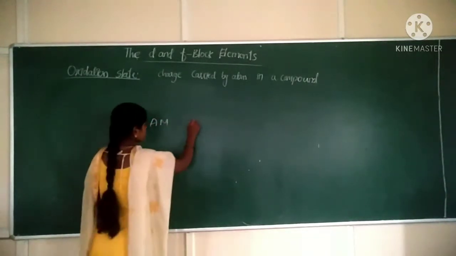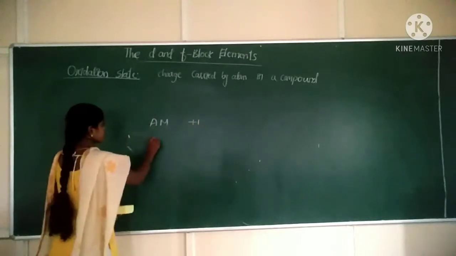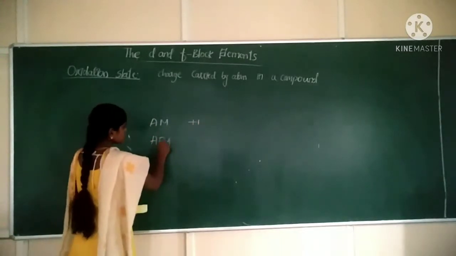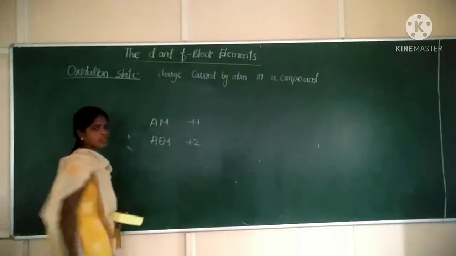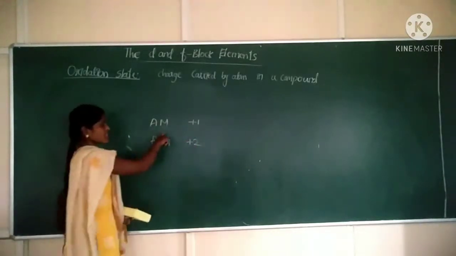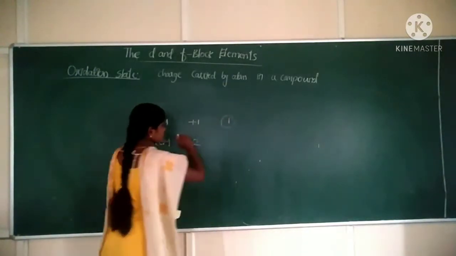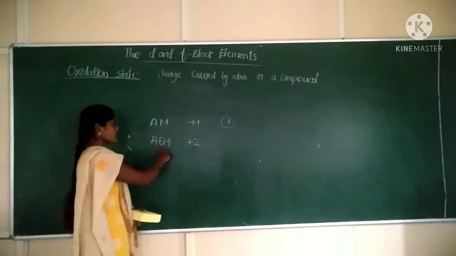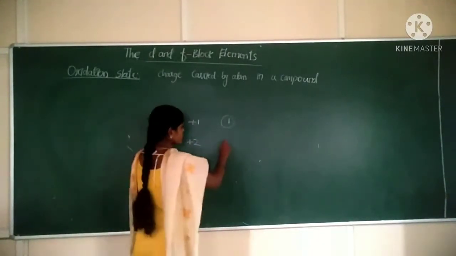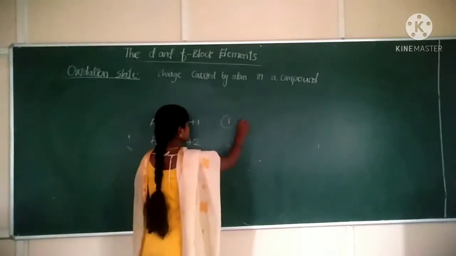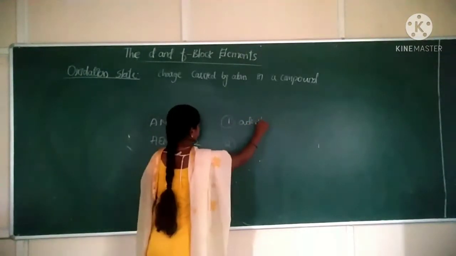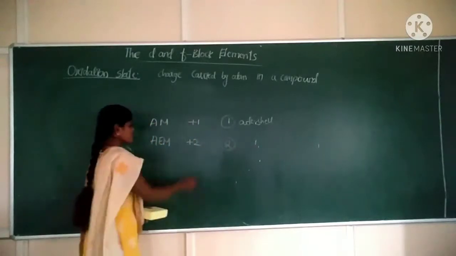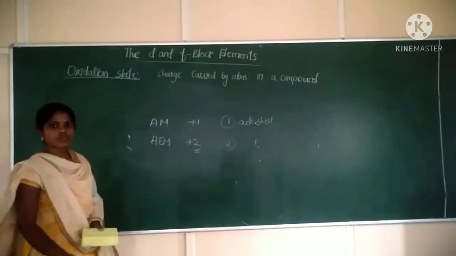there is a fixed oxidation state, that is +1. Whereas in case of alkaline earth metals, there is a fixed oxidation state, that is +2. Because in the alkali metals there is only one electron in the outer shell, so it can have +1 as its oxidation state. Next, in case of alkaline earth metals, there are only 2 electrons in the outer shell. So it can have +2 as its oxidation state.